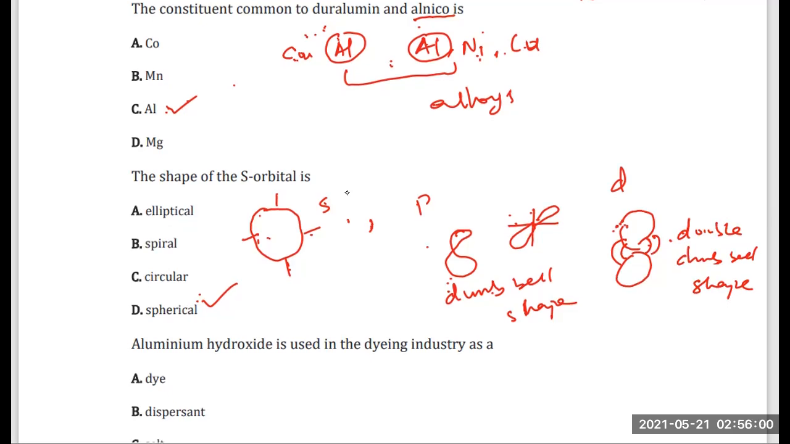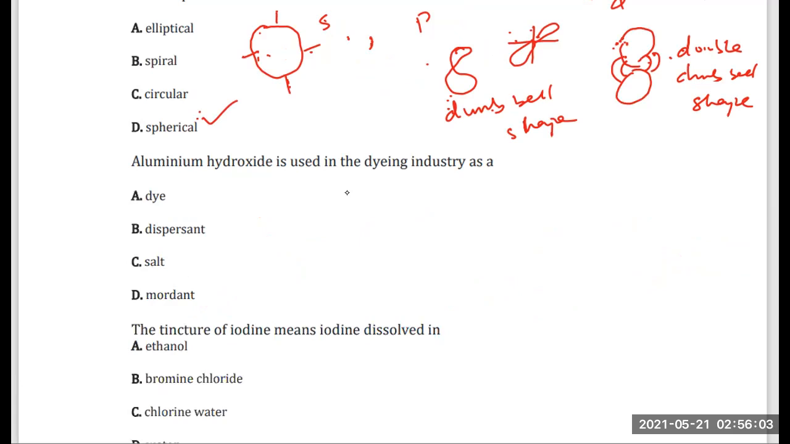All right, let's look at the third question. Aluminum hydroxide is used in the dyeing industry as what? If you look at aluminum hydroxide, it is not a dye, so you can't pick dye. It doesn't disperse and is not a salt. We know that it's not a salt because a salt is formed by replacing the hydrogen of an acid with a metal. But this is basically a basic solution, or let me say an alkaline hydroxide. So salt and dye are off it already.